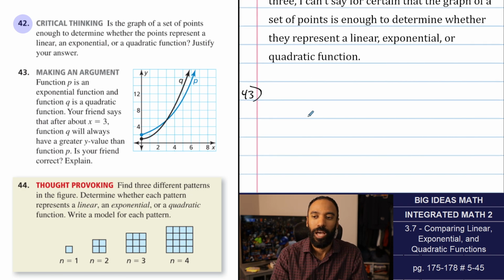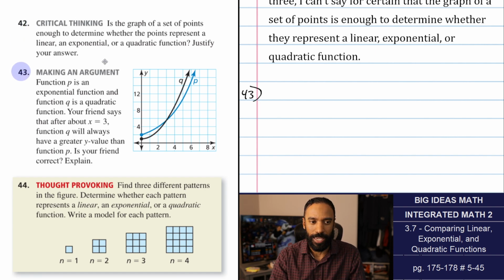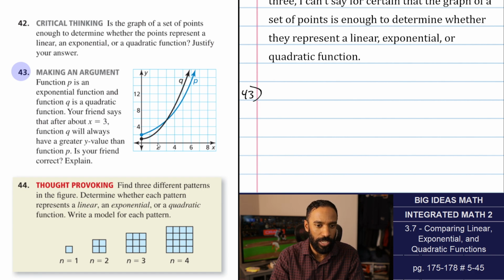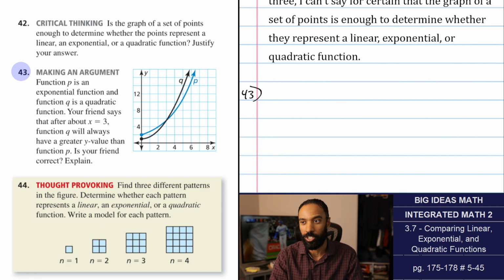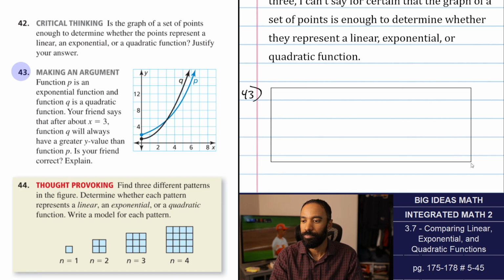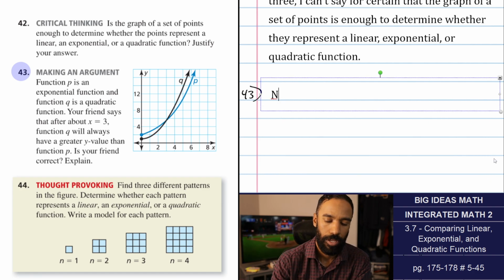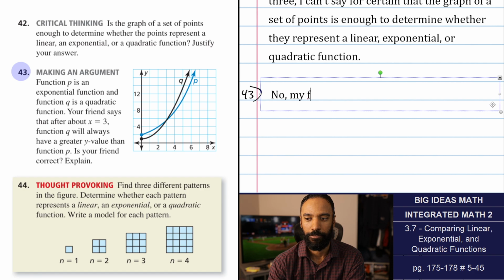Could be a circle. Number 43, making an argument. Function P is an exponential function, and function Q is a quadratic function. Your friend says that after about x equals 3, function Q will always have a greater y value than function P. Is your friend correct? Q is a quadratic? No. Function P is going to dominate that thing. No. My friend is not correct.